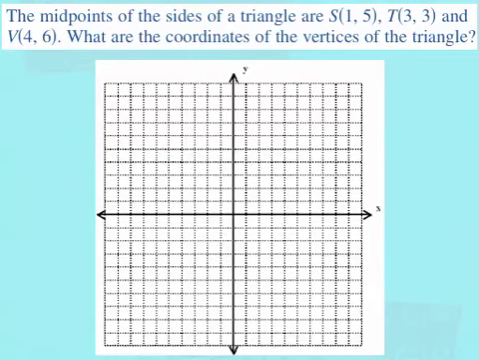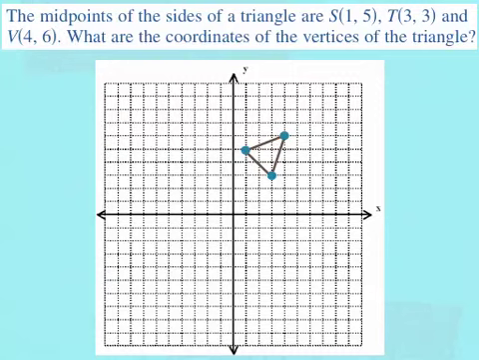The next example says the midpoints of the sides of a triangle are S at 1, 5, T at 3, 3, and V at 4, 6. What are the coordinates of the vertices of the triangle? The first thing that we need to do is go ahead and plot the points, and I'm going to connect them. Each line represented is connecting the midpoints of the sides of a triangle, which means each line would be the midsegment of the triangle that we're trying to find the coordinates of.